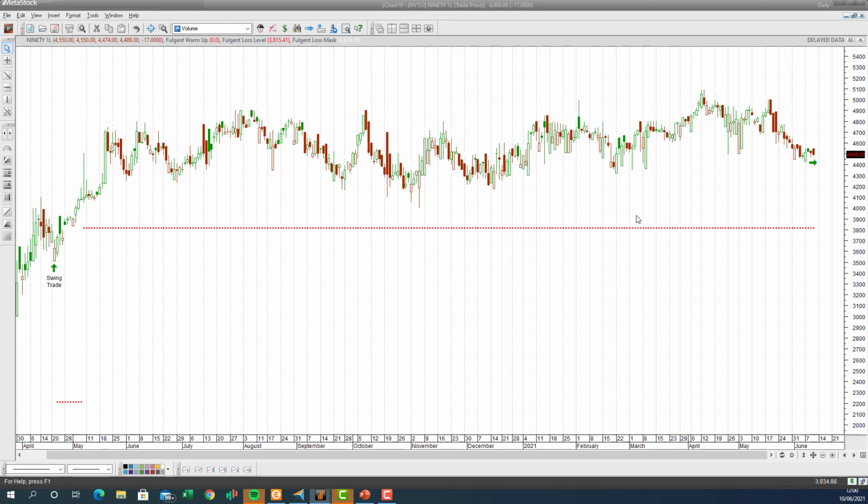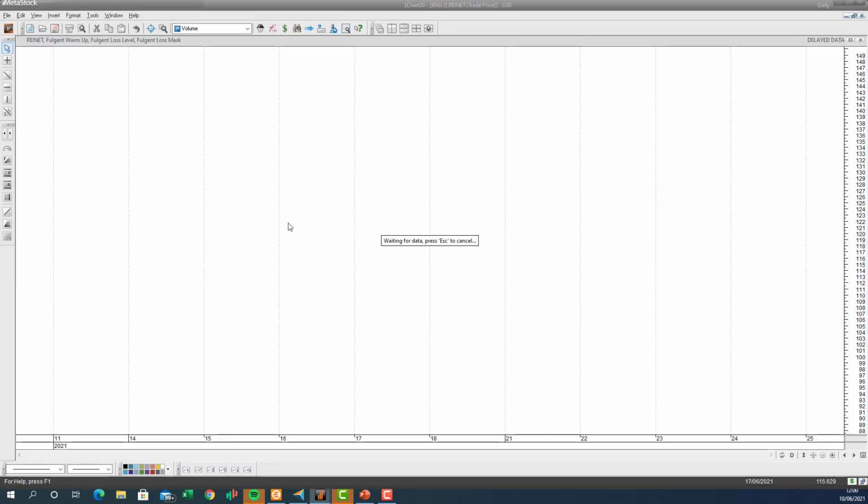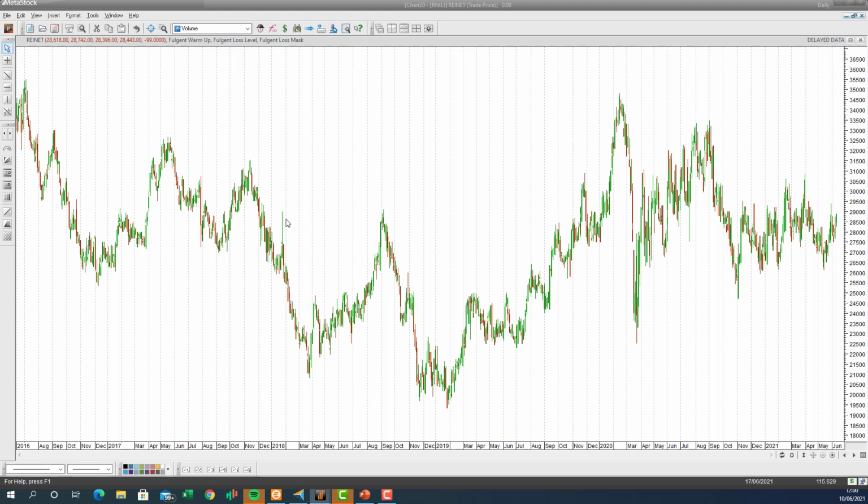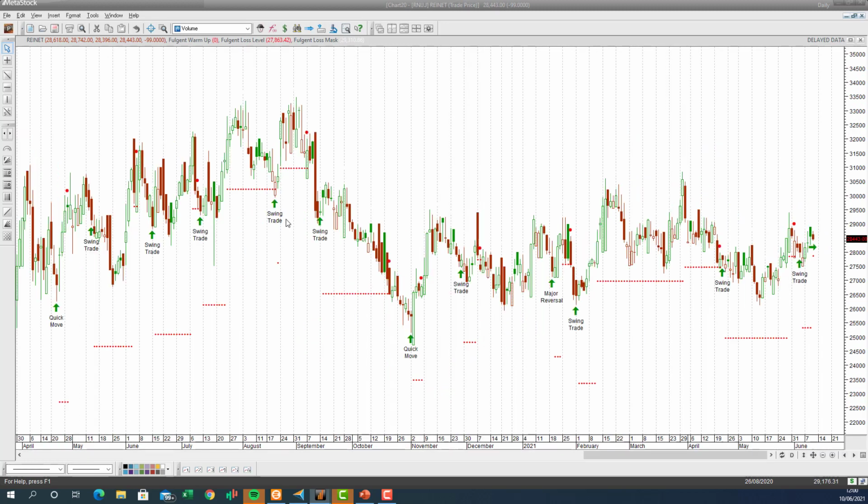91. Oh, I wouldn't trade this. It's just a very long sideways moving pattern. Swing trade there. So I'll skip that one. Rainet. There we go. Also quite a choppy, very, very choppy one. Lots of swing trades, but you'll be pretty aggressive with this one. In, out, quick. Quick, quick, quick.